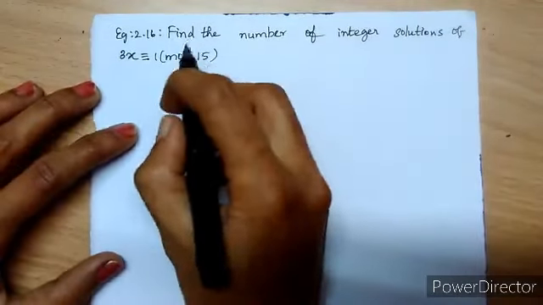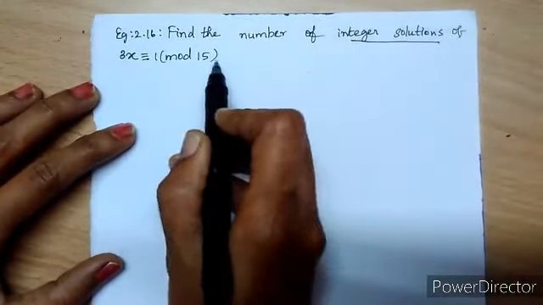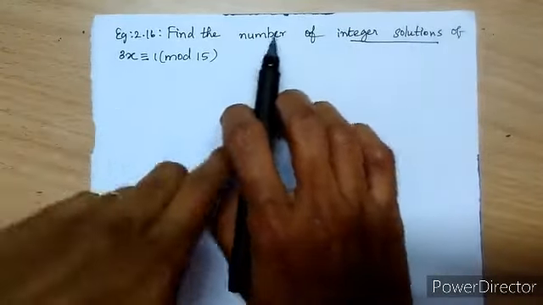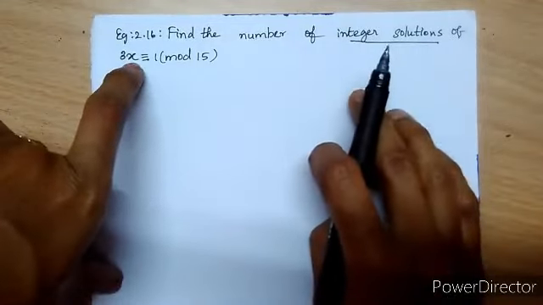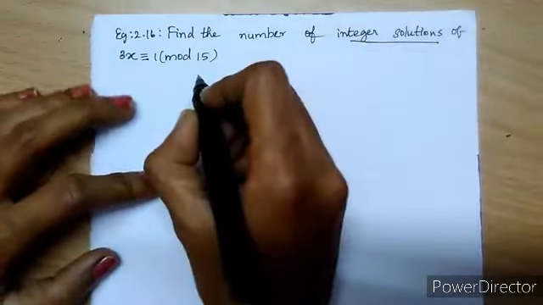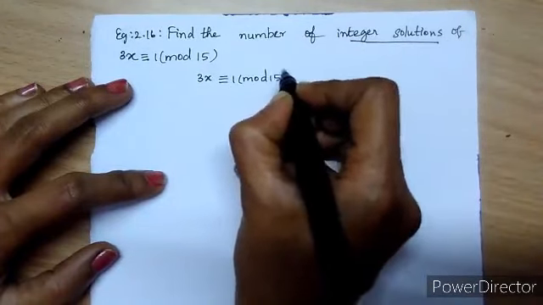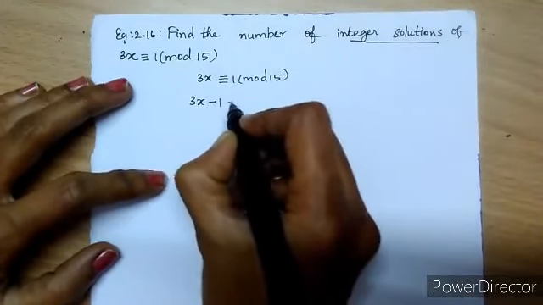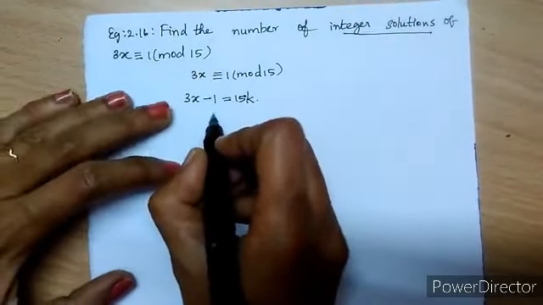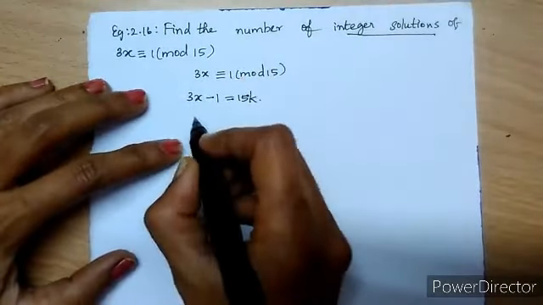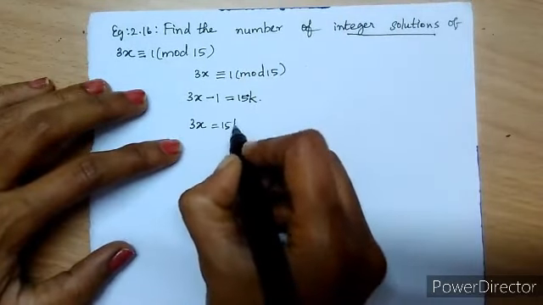Example 2.16. Find the number of integer solutions of 3x congruent to 1 mod 15. Here we have to find the number of integer solutions for this one. That means we have to find the value for x, but the values should be integers. Okay. So first, 3x congruent to 1 mod 15. This can be written as 3x minus 1 equal to 15 times some integer, that is k. Okay. So we need the value of x, so keep this x here, remaining terms to the right side. 3x equal to 15k plus 1.